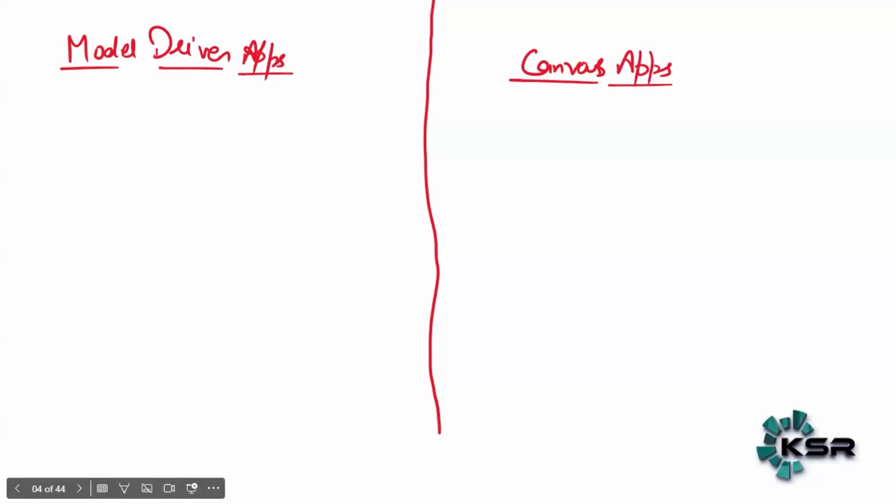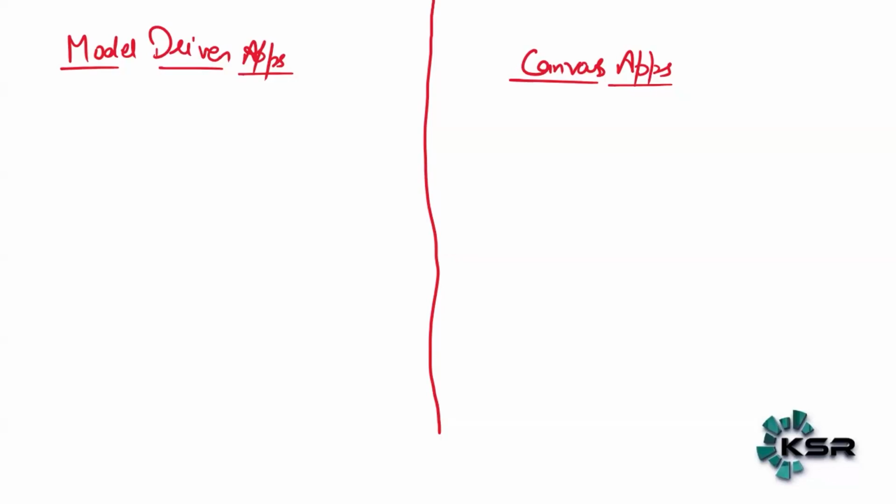Model-driven apps are basically component driven. For complex business, we can use model-driven apps. For simple businesses, we can go for Canvas apps. Also, can we have multiple tables with relationships in a model-driven app? That you can achieve in Canvas app also.